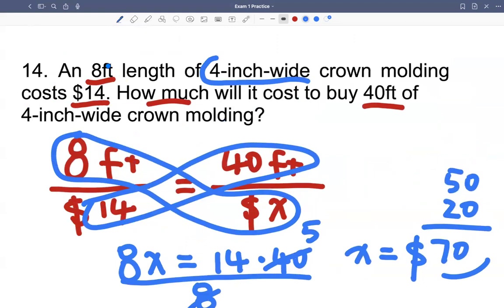We set up the rate first because we're told 8 feet costs $14. So that's a rate. Then for 40 feet, how much money? So set up a proportion equation and solve it.